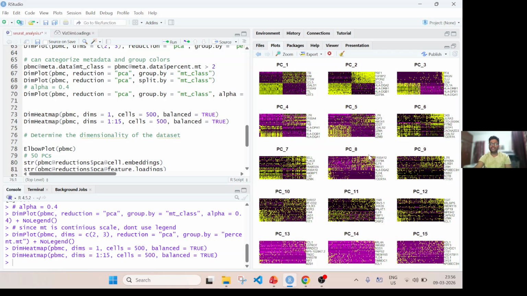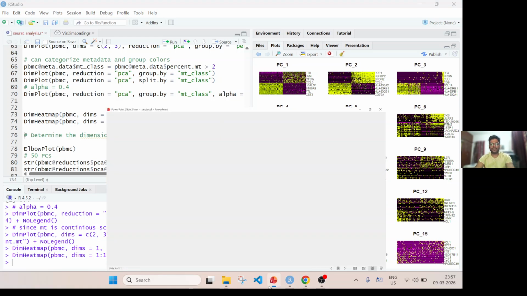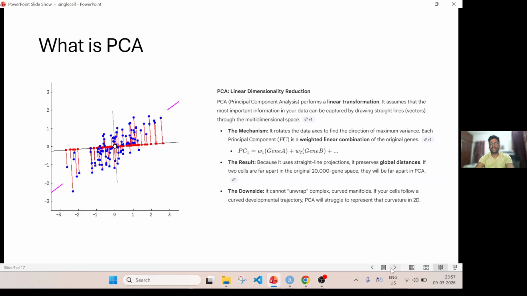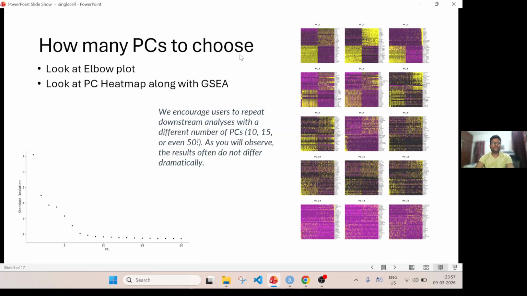So what we can see is that whatever information is there, by 8 principal components we can see some distinct cell to cell clusters, but beyond that there is not much information. So in this example, I think 10 principal components is enough to do the downstream analysis. Okay, so that's what the next step is. Next we need to ask how many principal components to choose.